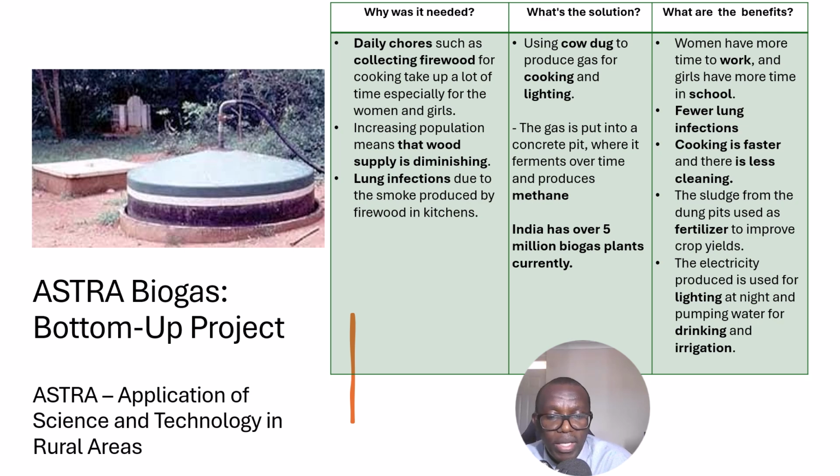The bottom-up case study project that we'll look at is the Astra Biogas Project. So Astra stands for the application of science and technology in rural areas. It's a project that is implemented by Bangalore University, and they work with the local communities to provide electricity for lighting and cooking.